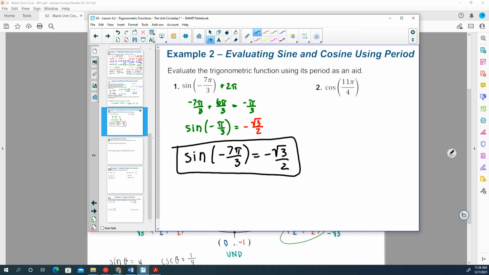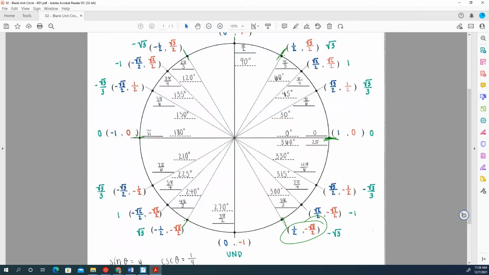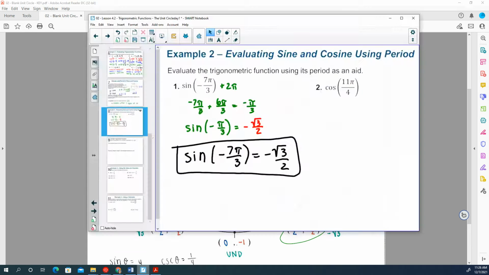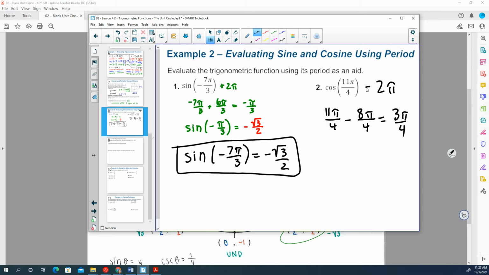So 11 pi over 4, you're looking on your unit circle like, I don't see an 11 pi over 4 on here. You could count where it is, you could count in radians. Or just take off a multiple of 2 pi, take off a period, take off one cycle, however you want to phrase it, and figure out where this is. 11 pi over 4 minus 8 pi over 4, common denominators, is 3 pi over 4. So 3 pi over 4 and 11 pi over 4 are coterminal.